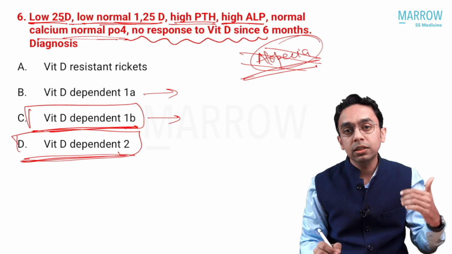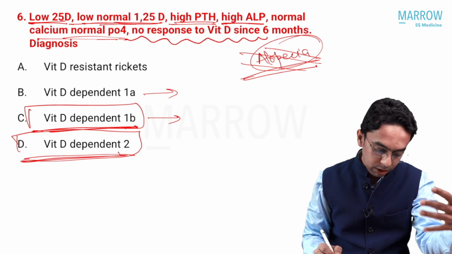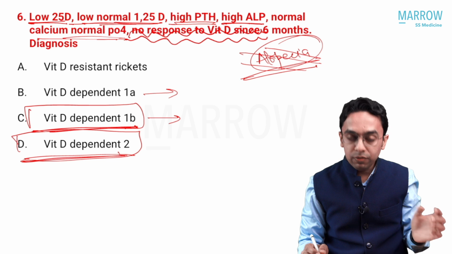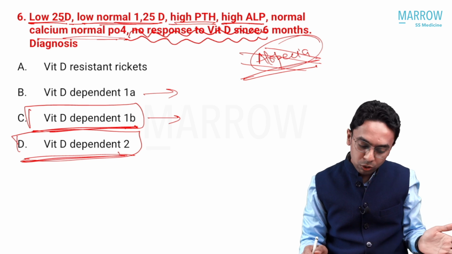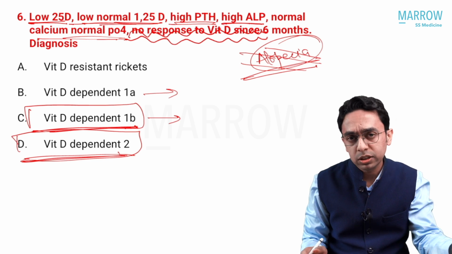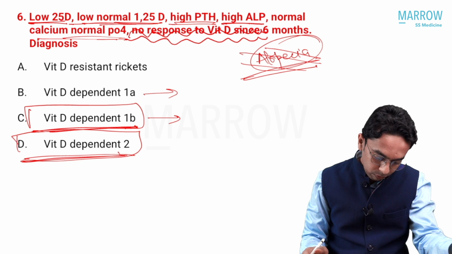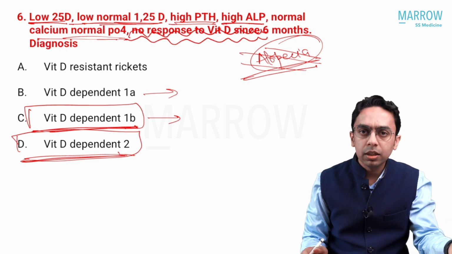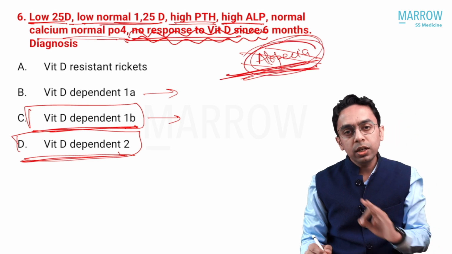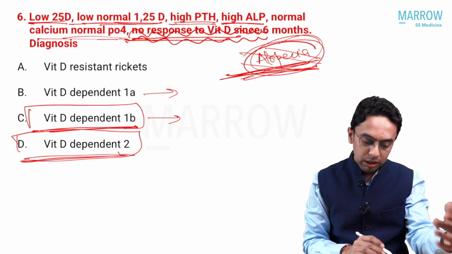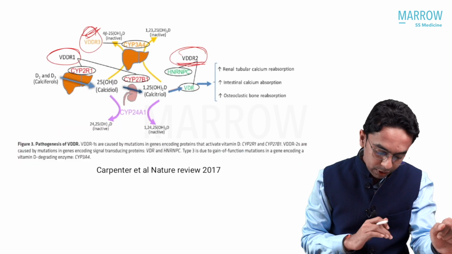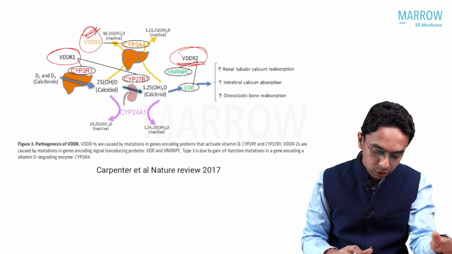If they have not mentioned this, and if they want a tougher question, and even if you just miss this line, no response to vitamin D, just if the question had mentioned low vitamin D with low normal 125, with high PTH, high ALP, with normal calcium, normal phosphate, that can be just a nutritional rickets, or VDDR1, 2, anything can be there. Okay, so this line is very important, and if you see alopecia in the question, you can directly mark VDDR2. Even whatever the biochemistry, they are basically pointing you towards VDDR2. Okay, so this we have discussed in detail previously also.